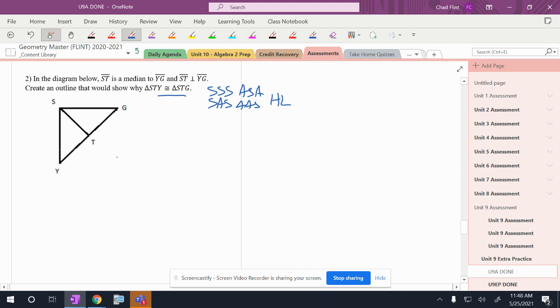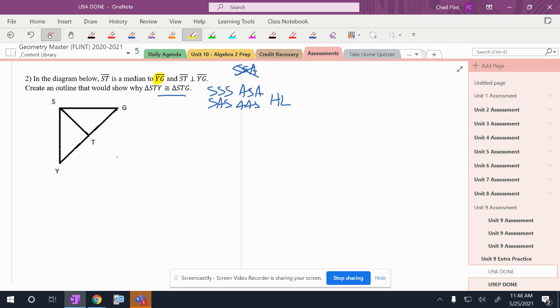One of those 5 things has to be true. It's possible that I might be able to do more than one way. It's also possible that I can stumble my way into something that doesn't actually work. So if your statements give you something like side-side-angle, that means that you made a mistake. All right, maybe there's something else you can use. So let's walk our way through here.